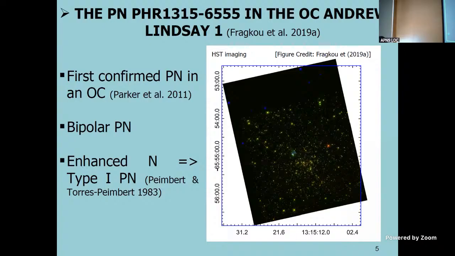The first case is the planetary nebula PHR 1315 that belongs to the open cluster Andrews-Lindsay 1. This is the first planetary nebula confirmed to be in an open cluster. It's a bipolar planetary nebula and was found to have enhanced nitrogen and Type I chemistry. You can see here an HST three-color image, where we can see the cluster, and the planetary nebula is the blue nebulosity here. You can see its bipolar shape.